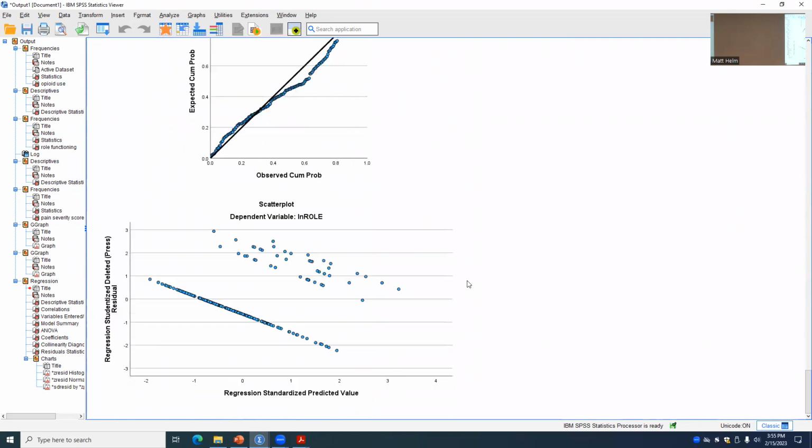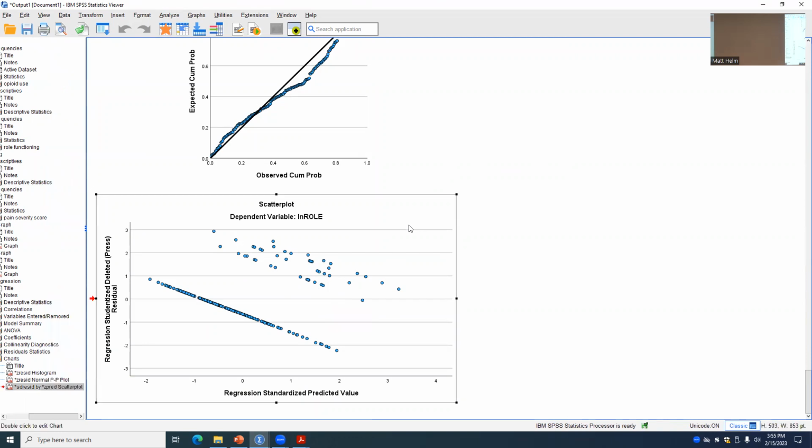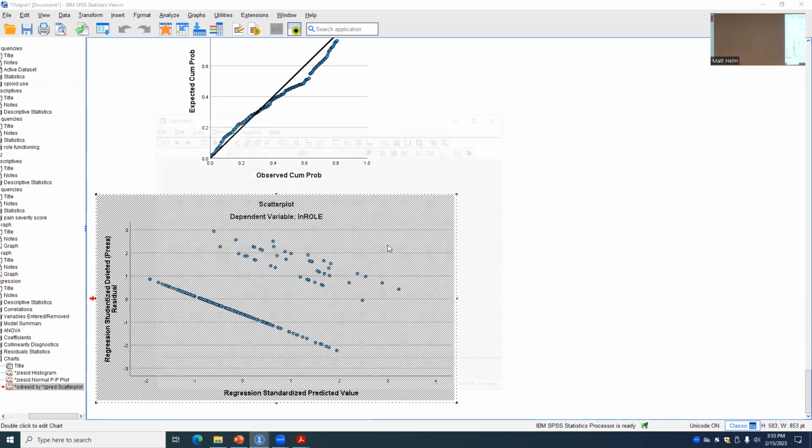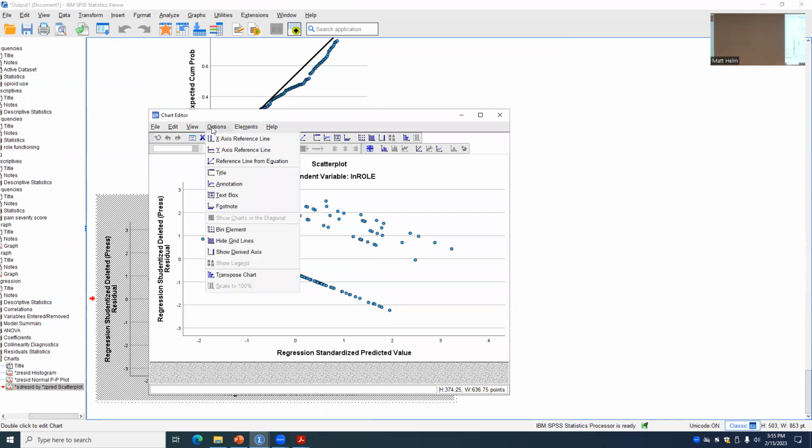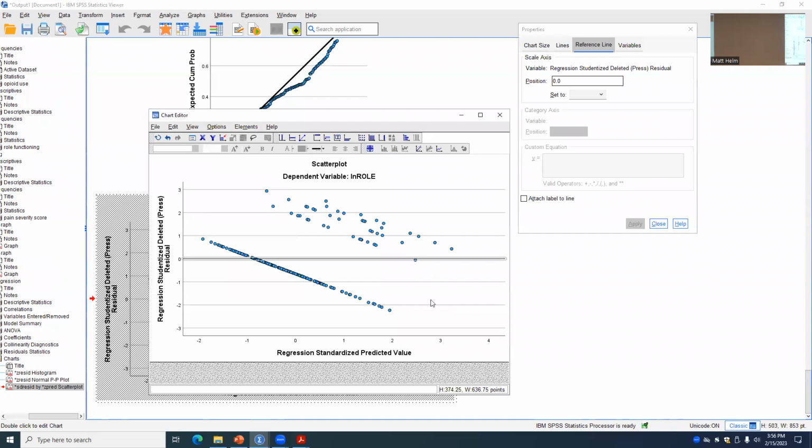And focus first on this model right here. Okay. So again, if I double click on this and go to options and ask for y-axis reference and click that, it's going to automatically put a line at 0, because that's what my residual should be centered around, 0, right?